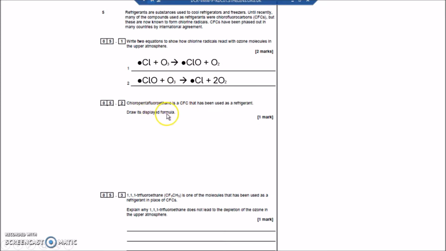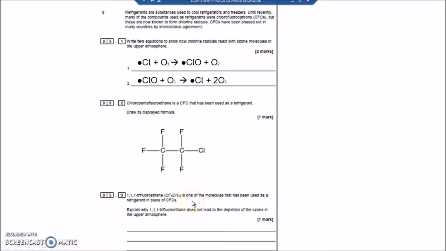Chloropentafluoroethane is a CFC. Draw its displayed formula. So what have you got? Chloro, Cl, penta is five fluoros. You've got one Cl and five Fs around ethane, two carbons. So you can draw them any way you want. It's got to be displayed, so you've got to show the bonds. That must be done. It must be a displayed formula showing the bonds. Five Fs and a Cl. They can go anywhere. 1,1,1-trifluoroethane, CF3CH3, is one of the molecules being used as a refrigerant. Explain why 1,1,1-trifluoroethane does not lead to the depletion of ozone in the upper atmosphere. It's because it's got no Cl's in it.